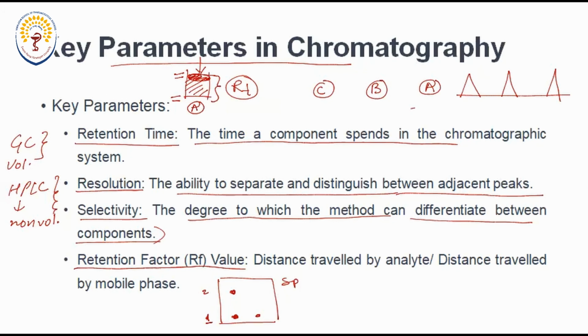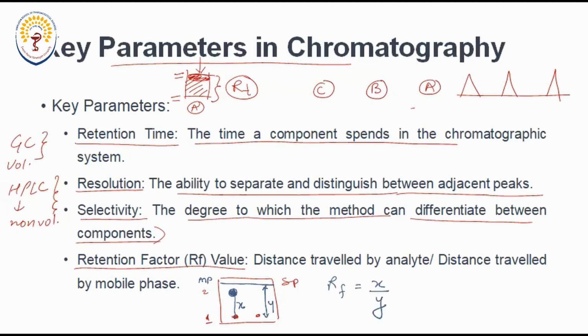This spot runs along with the mobile phase, and let's say the mobile phase goes up to this point, and this is the point where the mobile phase runs, and this is the point where our component goes with the mobile phase. Now let us say this distance is x from the beginning, and this distance where the mobile phase has run, say this is y. Now the RF value is the distance traveled by the analyte, which is x, divided by the distance traveled by the mobile phase, which is y.